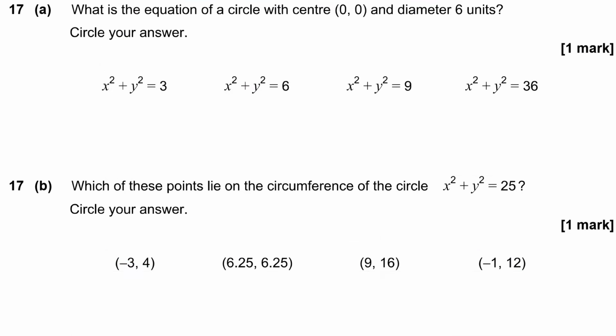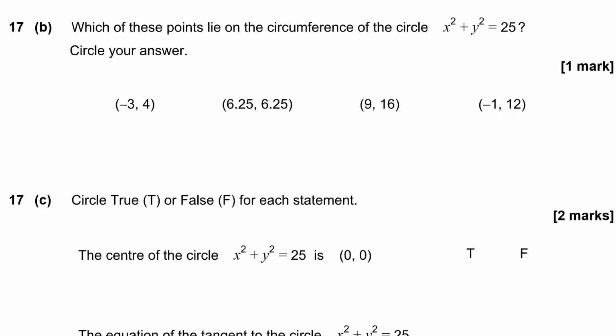Question 17. What is the equation of a circle with centre 0, 0 and diameter 6 units? Well, the equation of a circle is always in the form x squared plus y squared equals r squared for a circle centered on the origin. So we've been given the diameter here. If we want the radius, we need to halve it. So x squared plus y squared is going to be 3 squared, which is 9. So it's going to be that one there.